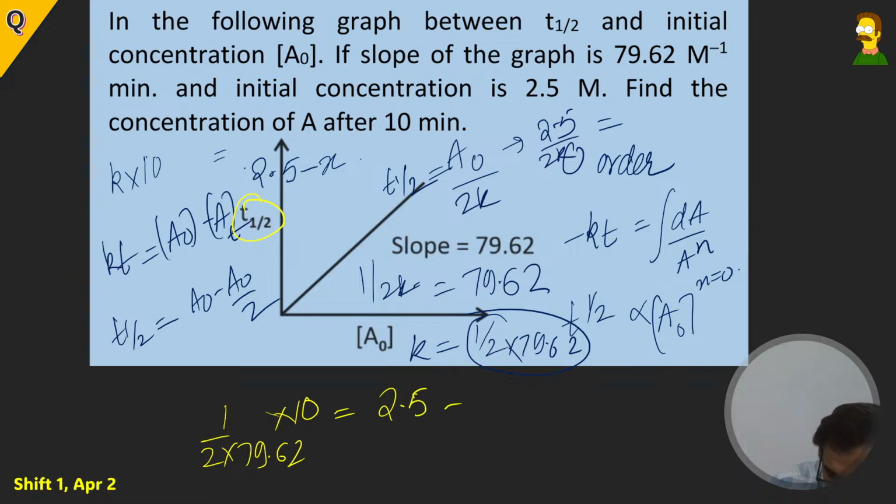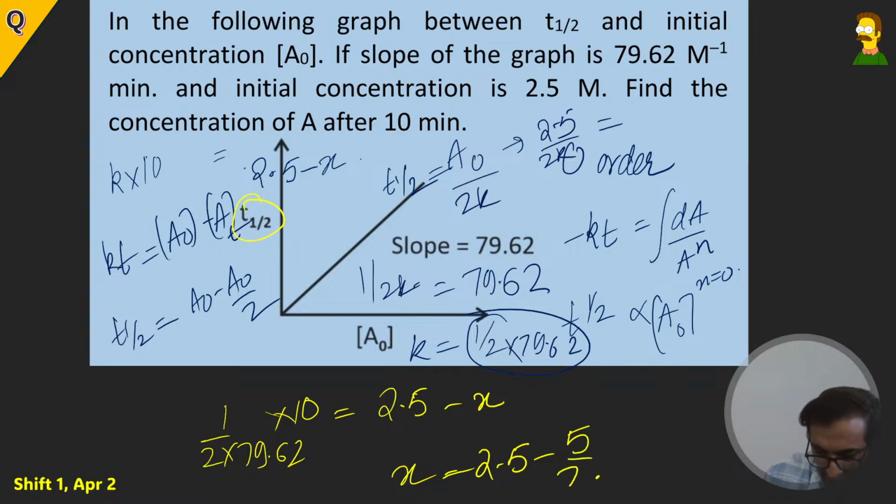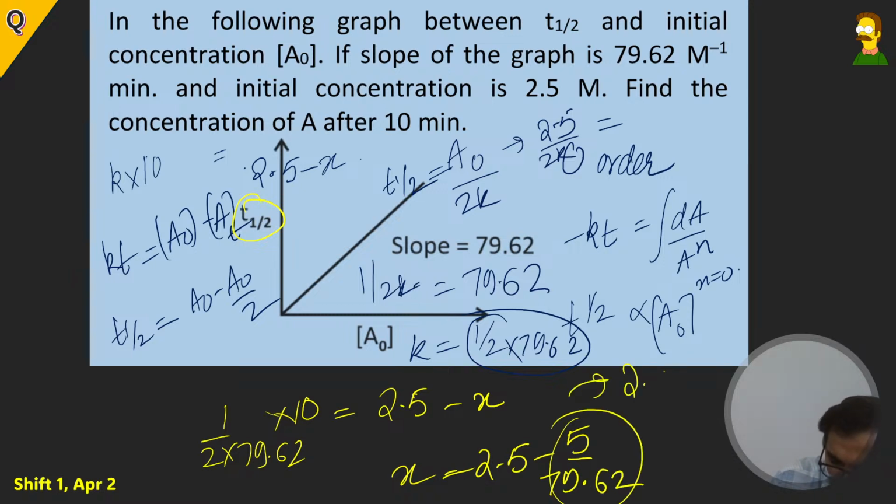This becomes 2.5 minus x. That means that x is going to be equal to 2.5 minus 5 by 79.62. What are you supposed to do with this? Like seriously. So I don't know if this is a real question, actual सवाल क्या आया था, but it's a very small value, so it's almost 2.5 itself, maybe 2.49 or 7 or something like that. I don't know. कुछ होगा.